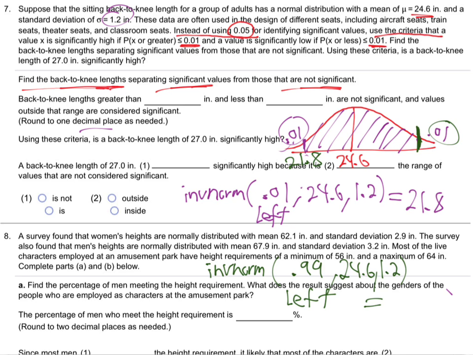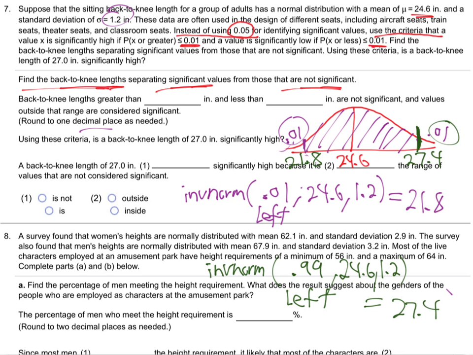Somebody got a number there? I'm betting it's 27.4. Yeah, that looks right. So remember, whenever we use inverse norm, we have to take the area to the left. That's why we did the 0.99. So for the left spot, there was 1% left of it. For the right spot, there was 99% left of it because there's only 1% above it. Inverse norm has to have the left area, that's how much is to the left, and it'll tell you an answer.